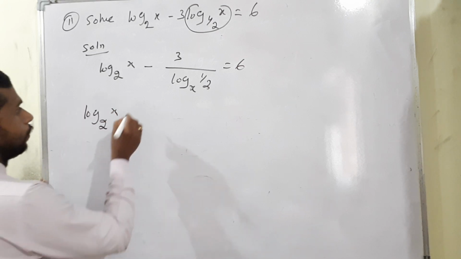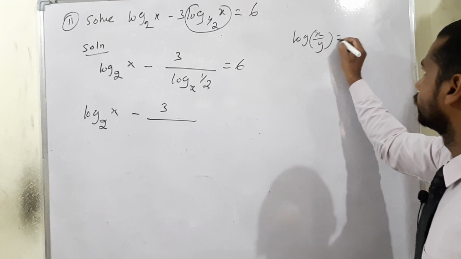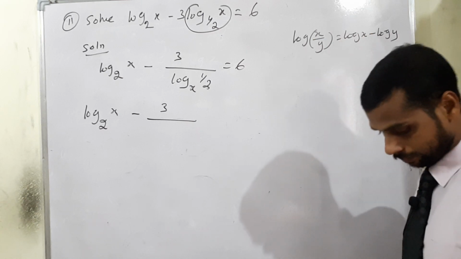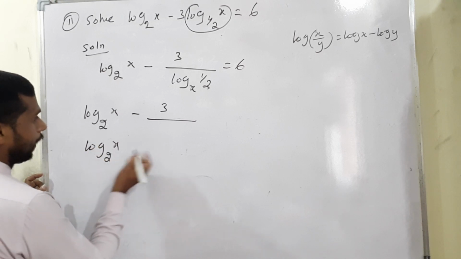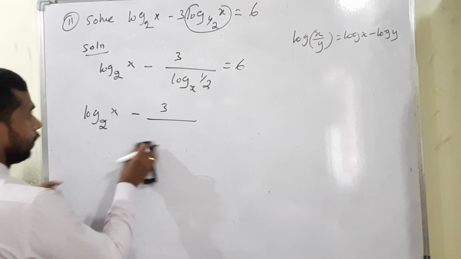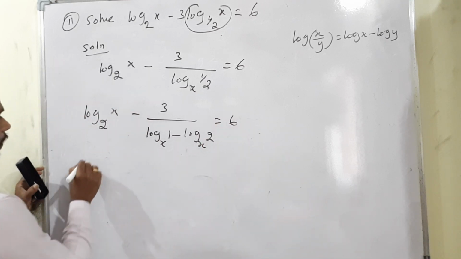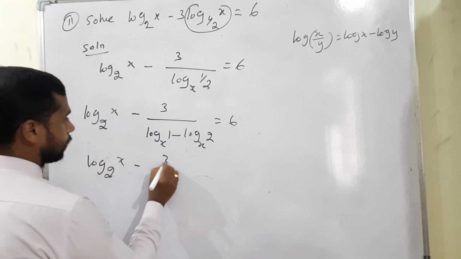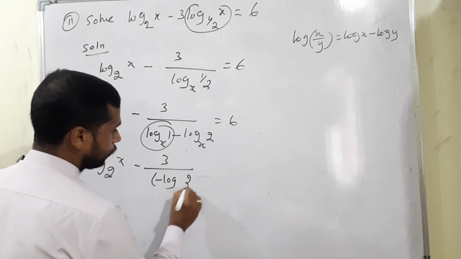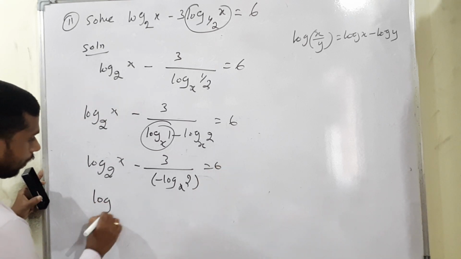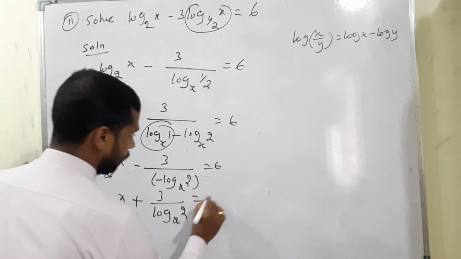Now, log x base 2 minus 3 by log of 1 by 2 base x. We already know one property: log x by y is equal to log x minus log y. We have the x by y form here, with 1 by 2. Therefore, log 1 minus log 2, base x, equal to 6. Log x base 2 minus 3 by log 1, whose value is 0, so no need to write the rest. Minus log 2 base x equal to 6. Log x base 2 minus into minus, plus 3 by log 2 base x equal to 6.